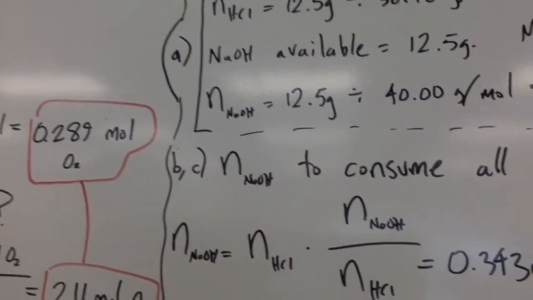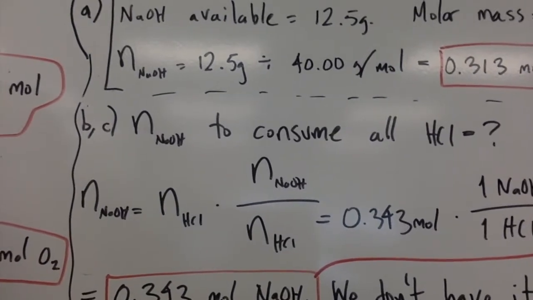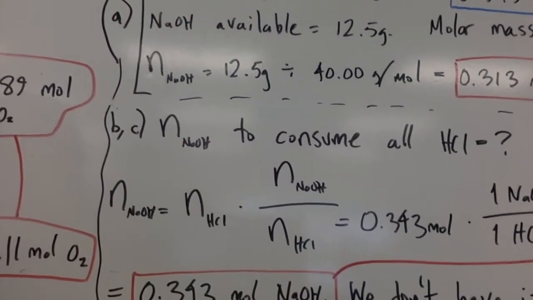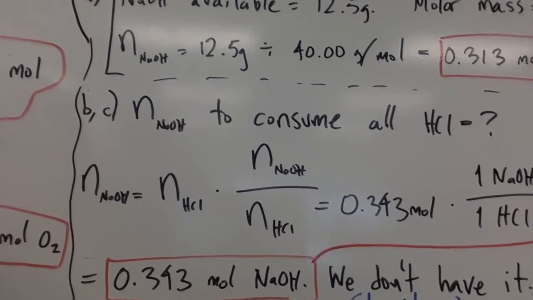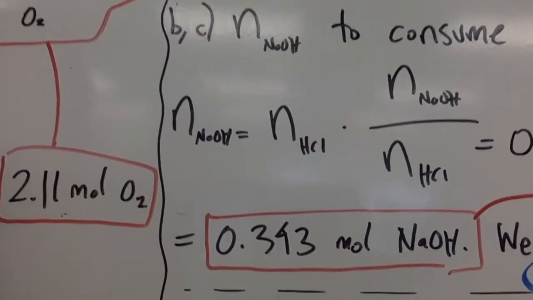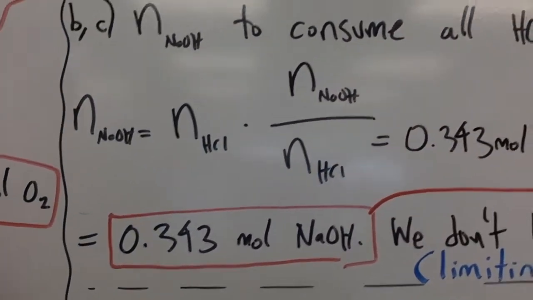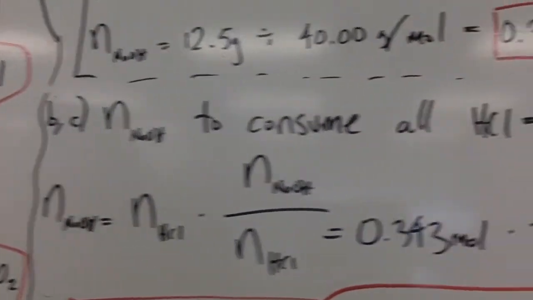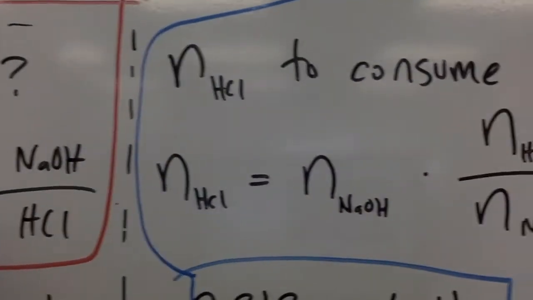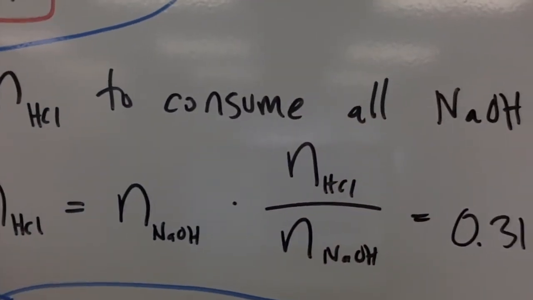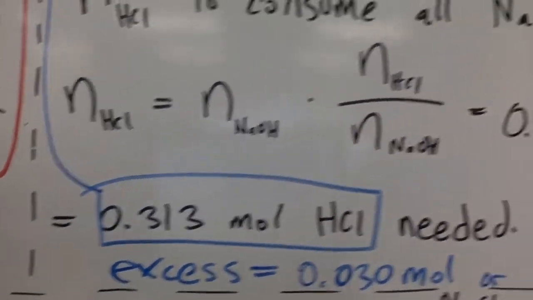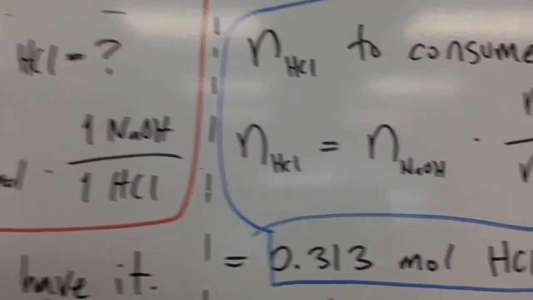For B and C, well, where are we at? The number of moles of NaOH to consume all the HCl equals what? Well, it's going to be moles of NaOH equals moles of HCl times NaOH per HCl. Well, that's 1. 0.343 times 1 NaOH per HCl is 0.343 moles of NaOH. We don't have it because we only have 0.313 moles of NaOH. How about HCl? How much of it do we need to consume all the NaOH? Well, the HCl needed equals n of NaOH times the HCl per NaOH, which is 0.313 moles of HCl right there. And we do have it. We have enough HCl to use up all the NaOH.